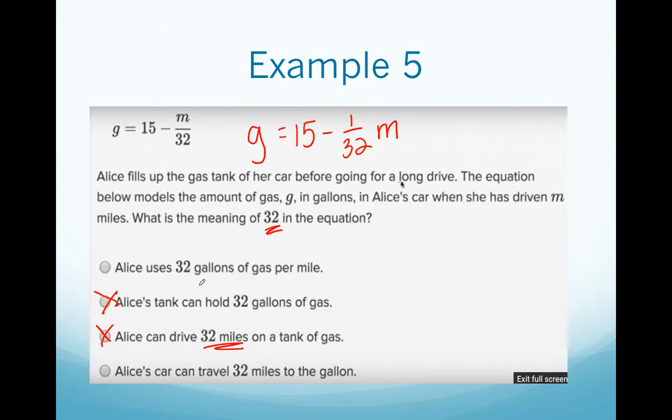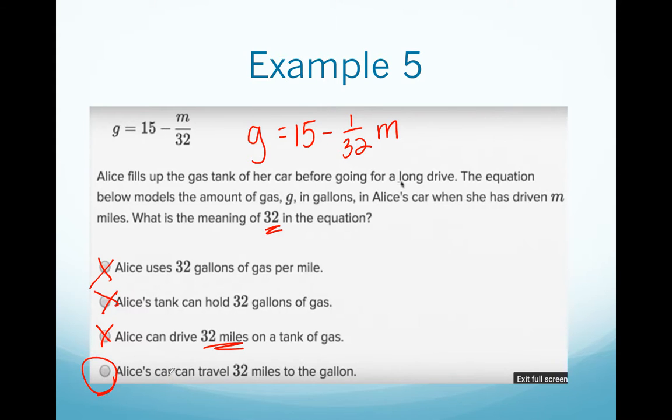And we also can do the same thing with this first choice. She uses 32 gallons of gas per mile. It would cost you a ridiculous amount of money to travel anywhere if it was 32 gallons of gas to travel a mile. So we could eliminate that answer choice, again, just because it's totally unreasonable, which then in this case leaves us with this last choice. And I'll talk about why it's correct in a minute.